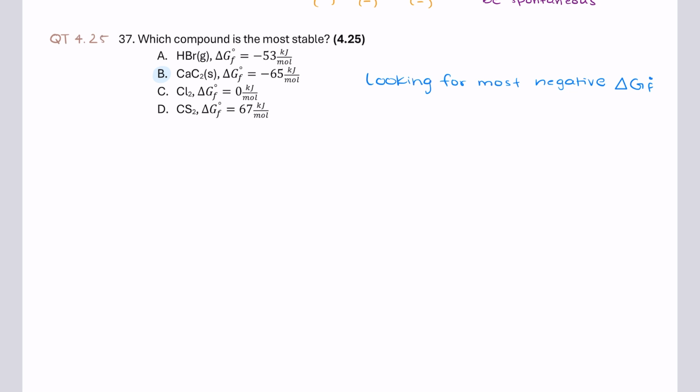The compound with the most negative standard free energy of formation is calcium carbide, and it has a delta Gf that's equal to negative 65 kilojoules per mole. So 37 is B. And with that, we've completed this practice problem set.